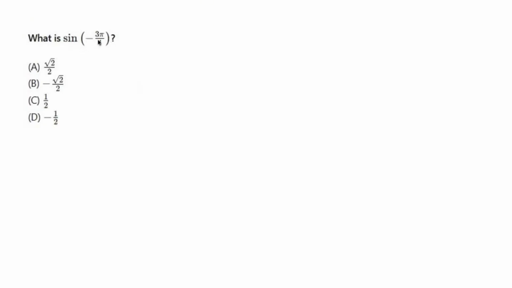What is sine of negative 3 pi over 4? Well, first things first, I don't like negative 3 pi over 4. So I'm going to change that so that I have something within 0 and 2 pi. What I do is I take negative 3 pi over 4 and add 2 pi to it. Now, adding 2 pi does me no good, so I'll add 8 pi over 4, and that gets me 5 pi over 4. So now I'm being asked the question, what is the sine of 5 pi over 4?